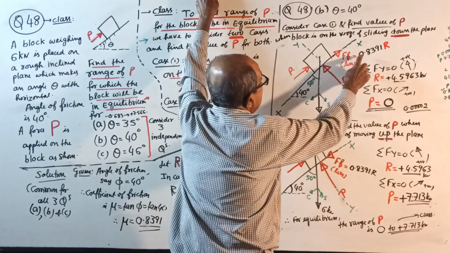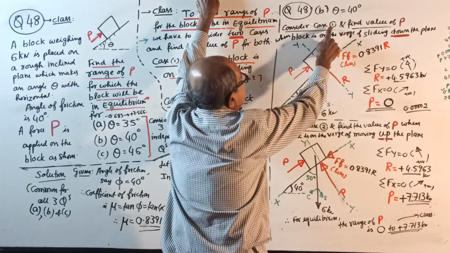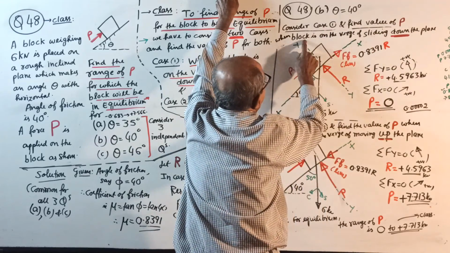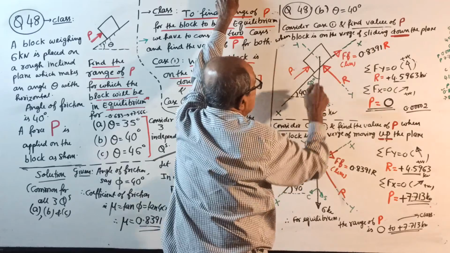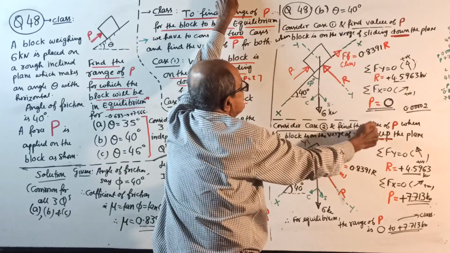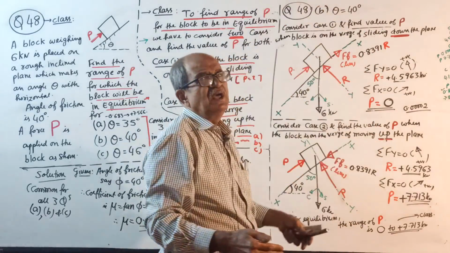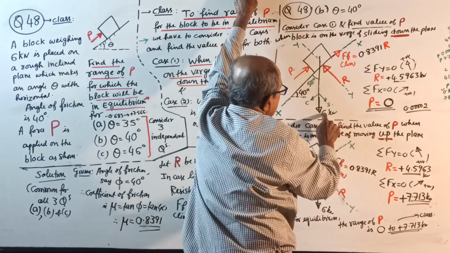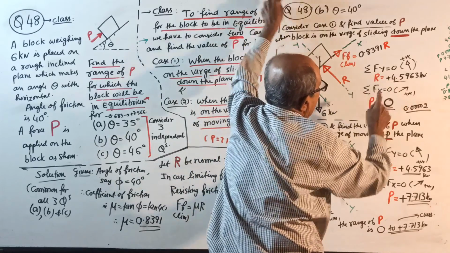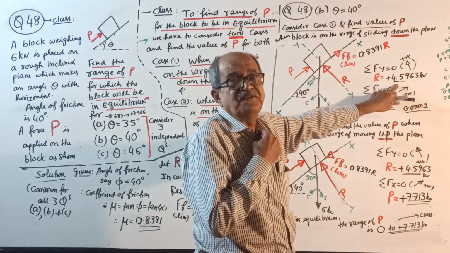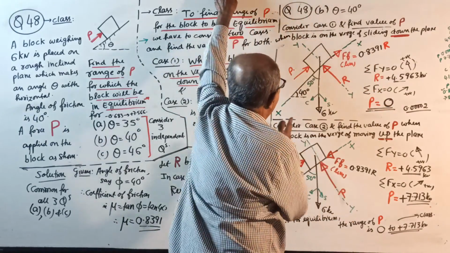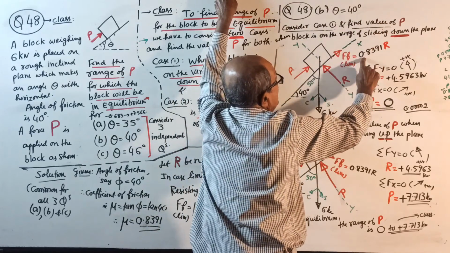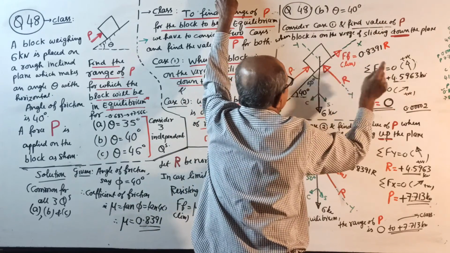This is 50 degrees. Now, same thing. First, consider case 1 and find the value of P when the block is on the verge of sliding down. Okay, friction is this way. Everything same. Sigma Fy = 0. Why should I unnecessarily explain? Last I will tell. Plus R minus 6 sin 50 equal to 0. R will come 4.5963 kilonewton. This you have to solve. Sigma Fx = 0. Right side this way positive. Plus P plus 0.8391 R. Substitute this R.